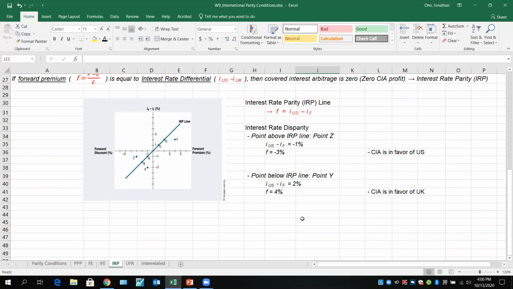happen to the spot exchange rate and the forward rate.